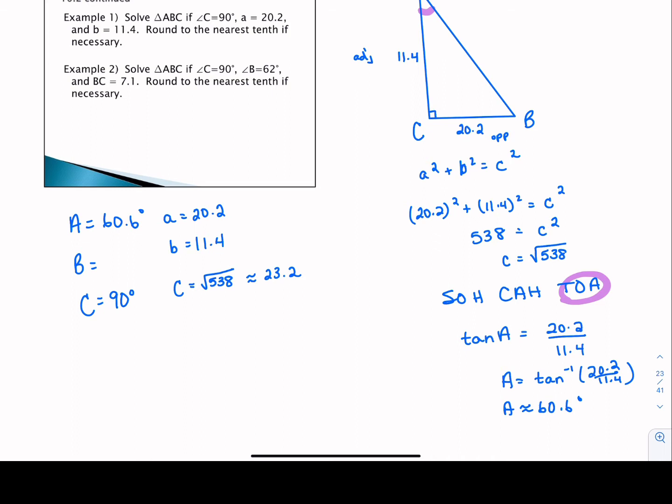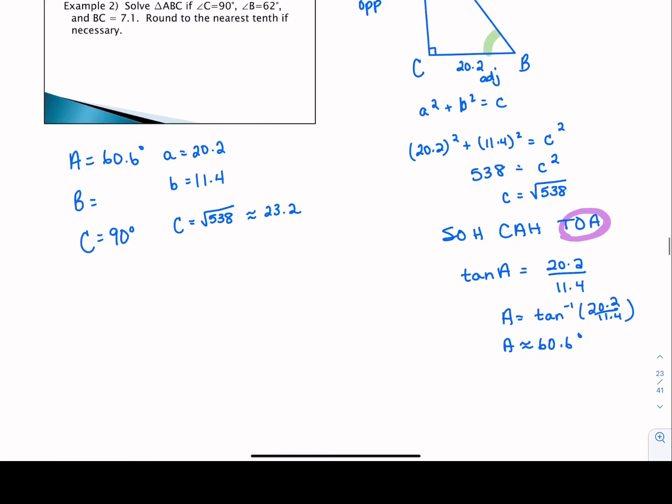If I were trying to solve for angle B, I'm going to change my point of reference. And as soon as I change my point of reference, the opposite and adjacent sides will exchange. So what happens here, we'll put angle B back, is the opposite side becomes 11.4 and my adjacent side is 20.2. So if I wanted to find angle B, then the tangent of angle B is going to be opposite over adjacent, or this time 11.4 over 20.2.